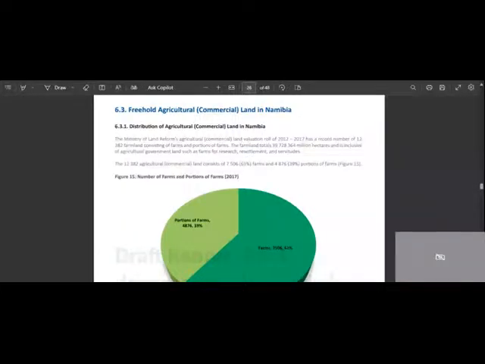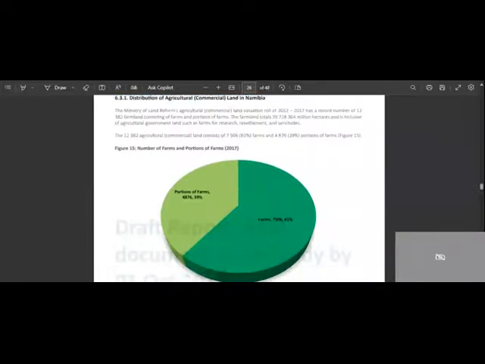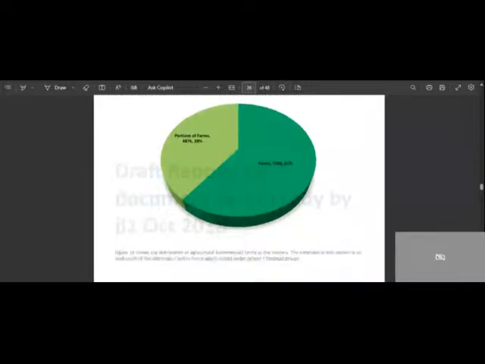The land is divided into farms. There are 12,382 farms. So now the agricultural commercial land consists of the farms and portions of farms. I don't know what that means. The portion of a farm is still a farm, still the land.